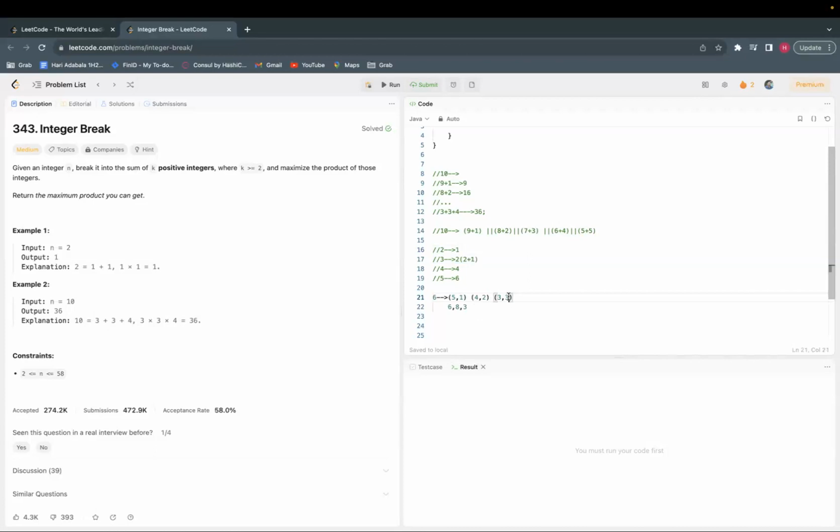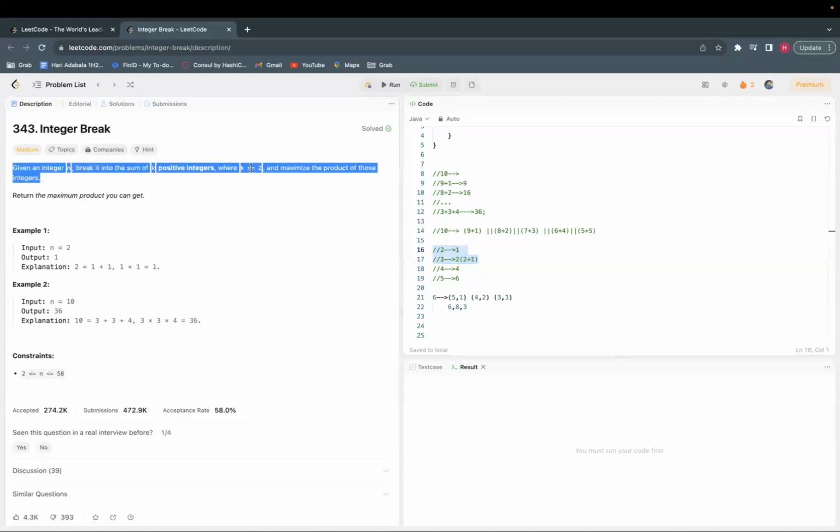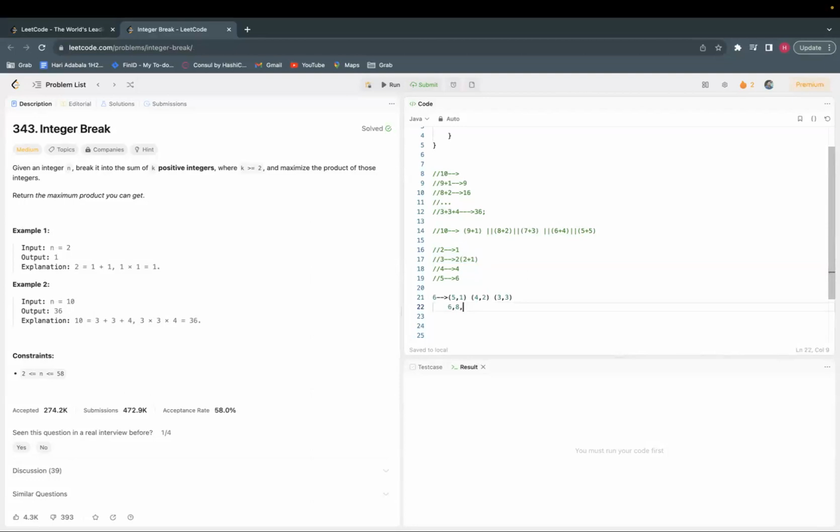So we don't need to divide it further, but here we have divided it because the constraint is k greater than or equal to 2. So for 3 comma 3 it is 9. So the maximum possible value for 6 is 9.